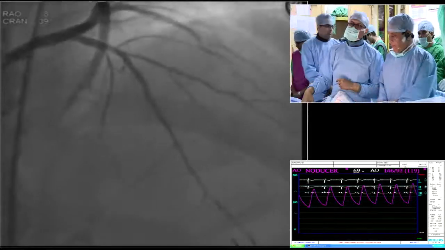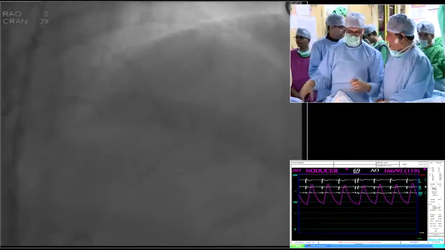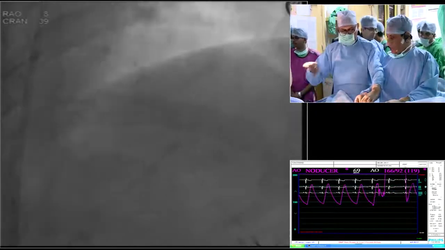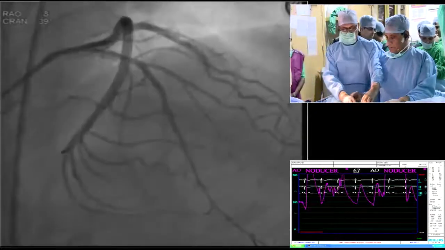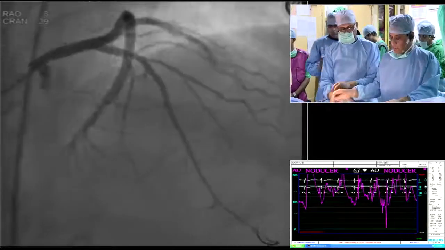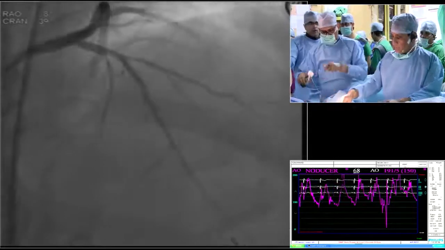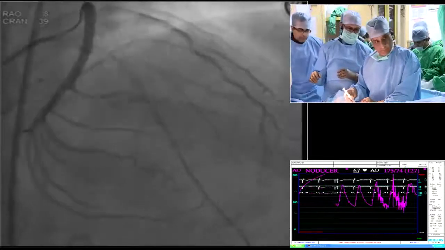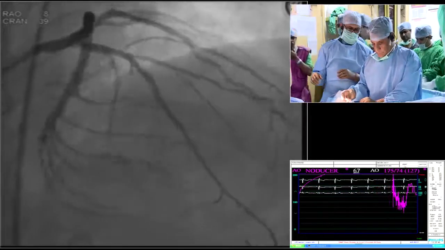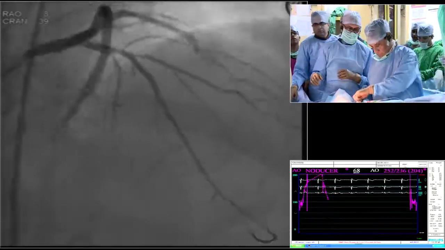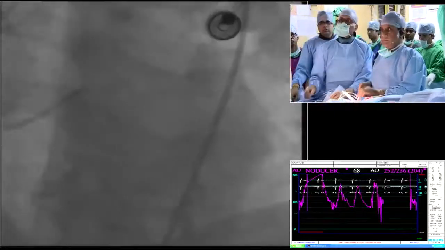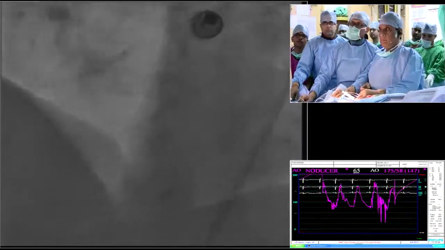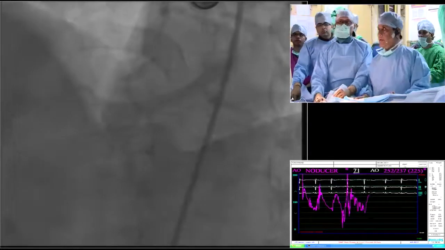We can just take the last picture with the nitroglycerin and we are done here. I don't think we need any additional. Take the wire out also. Yeah. Okay, let's give a nitro and we take a last picture now. Go to LAO. LAO cranial. Very good. If there is no question, we are done from here.